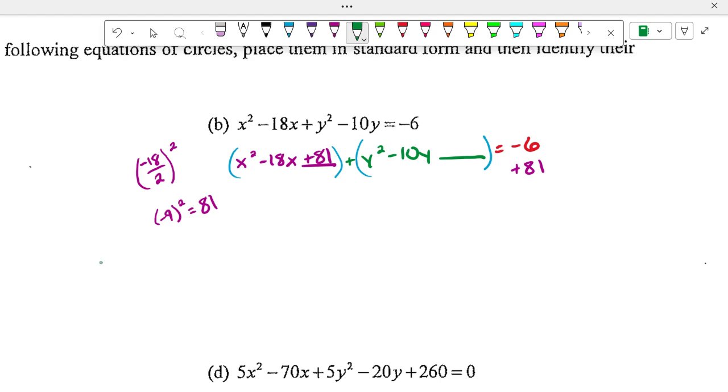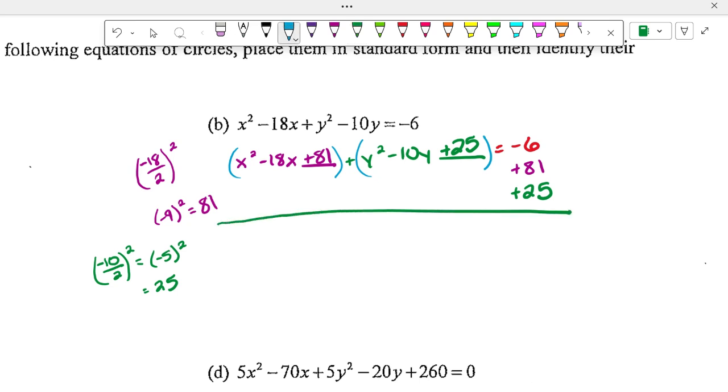What about my y's? So what is it? So negative 10 divided by 2, square it. That'll be negative 5 squared, which is 25. So I'd add 25 here and where? You added 81 and 25, so I add them to the other side. Do not forget to add it to the other side. You got to keep your equations balanced.